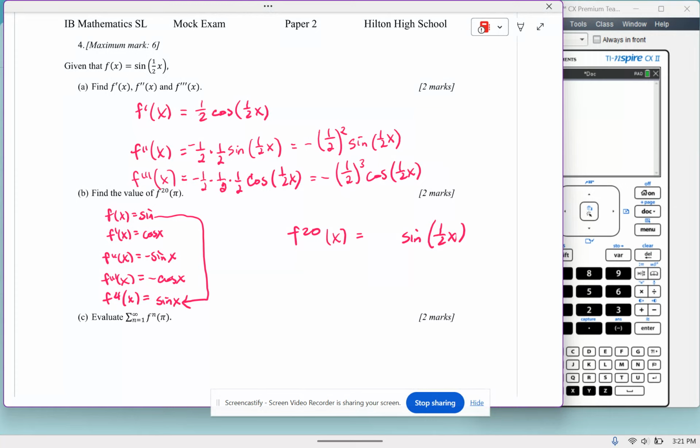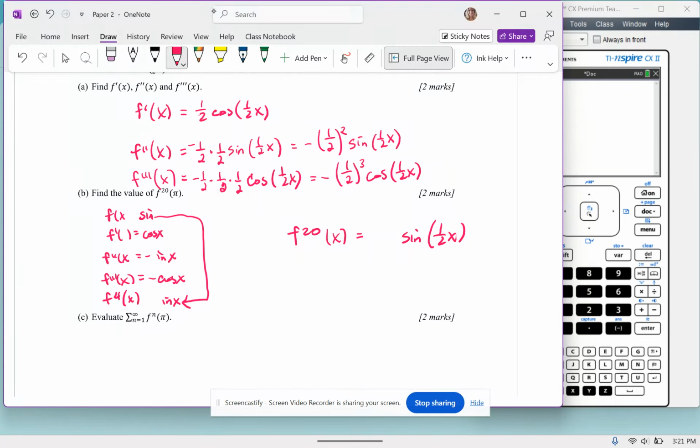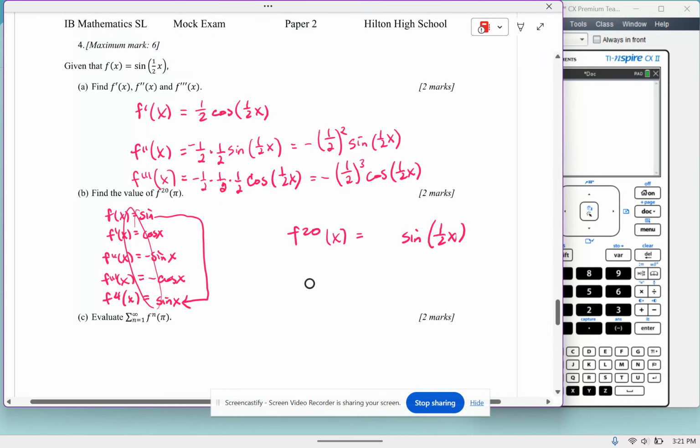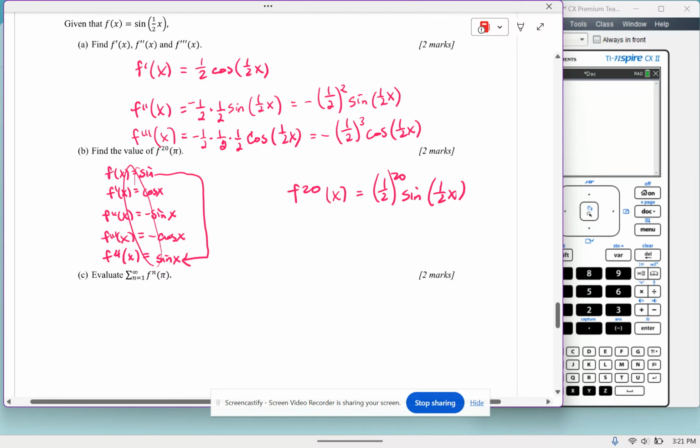The coefficient in the original is going to be positive because we figured out the signs as we were doing this. Whatever, it's fine. So it's positive. But what is happening to the coefficient? What did we say about that 1/2? What's its power? 20, the number of the derivative. So this is just your answer. What are we evaluating it at? Pi. So let's plug it in.